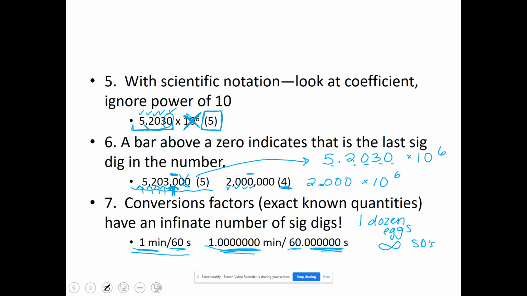So if it's an exact known quantity, such as conversion factors, or if we're counting something, like a dozen eggs or 2 basketballs, then it would be infinite.